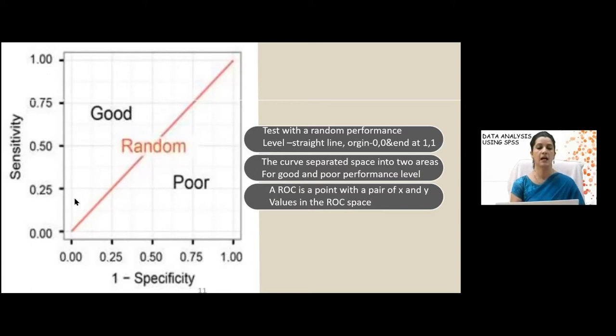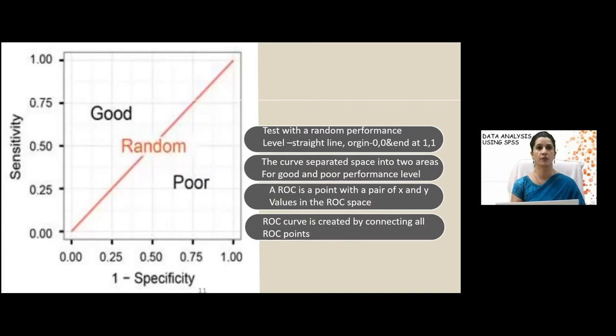And the graph and the curve which we get, this ROC is a point with a pair of both an x coordinate and a y coordinate.